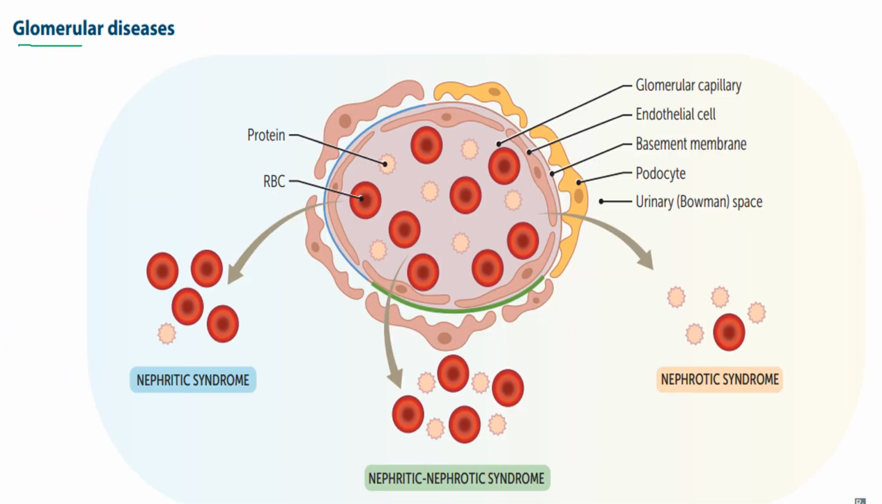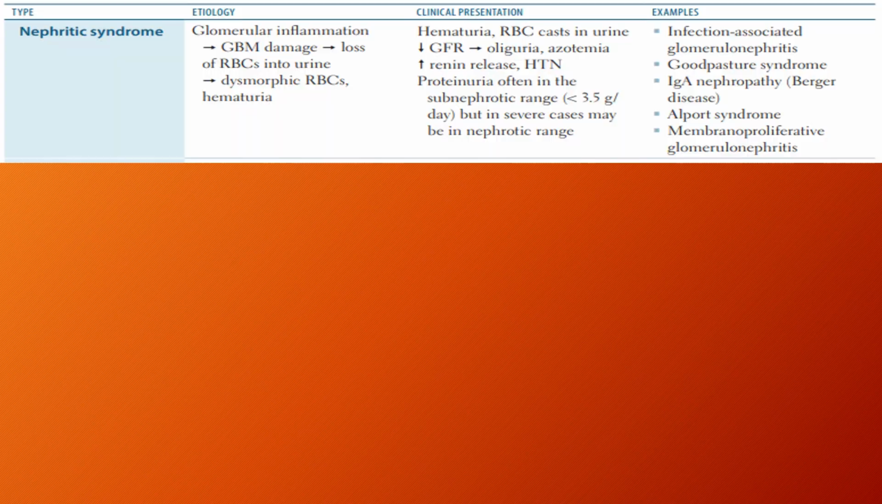Now we'll start with the glomerular diseases. They are classified into three subclasses. First is the nephritic syndrome. Second is the nephrotic syndrome. As we saw in earlier slides, there are types of glomerular diseases: nephritic syndrome and nephrotic syndrome. In this slide, we'll see their etiology, clinical presentations, and examples.